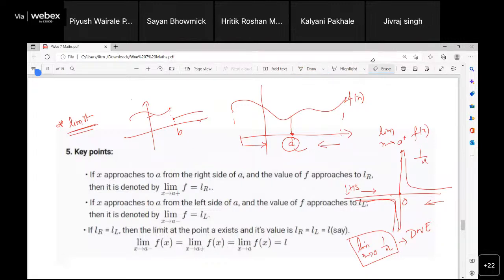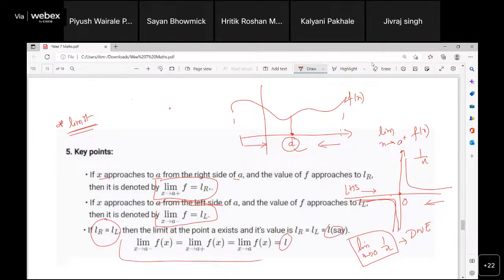So now let us go to the key points. If x approaches A from the right side of A, then the value of f(x) approaches L_R, which is denoted by x tends to A plus. And if x approaches from the left-hand side, it is denoted by x tends to A minus, that is f of L minus. And if both these limits are equal, reaching a particular value L, then we can say the limit exists and that limit is this value L. Okay, so this is how to evaluate the limit. Anyone, any doubt?